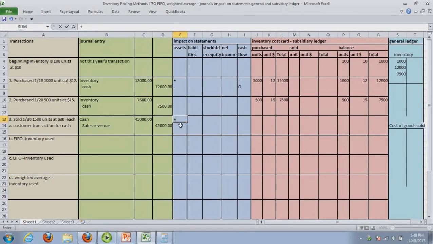The impact on your statements, I'm going to do it with the numbers. We can compare it in a minute to the other part. We're increasing assets by $45,000. Sales revenue is a retained earnings account. It's a temporary account, so when it closes, it'll increase stockholders' equity also by $45,000. And your net income, of course, is going to be better because we have a revenue, so again we're going to increase it by $45,000. And then for cash flow, same deal: an increase by $45,000, and of course that's part of operations.